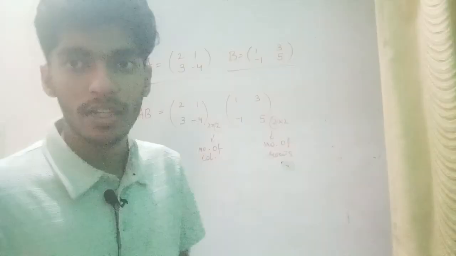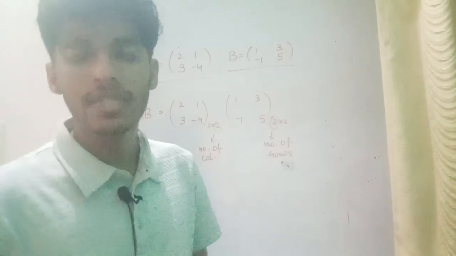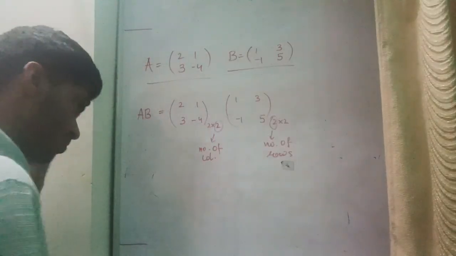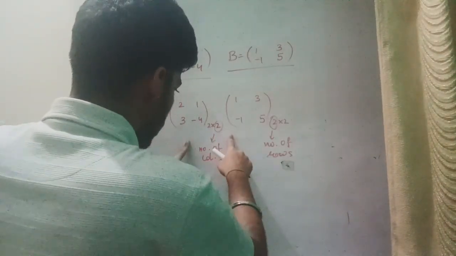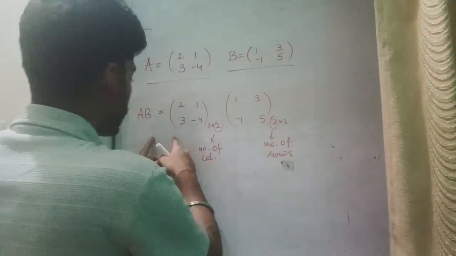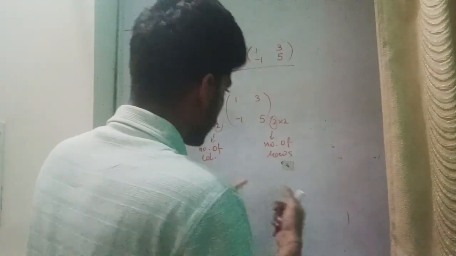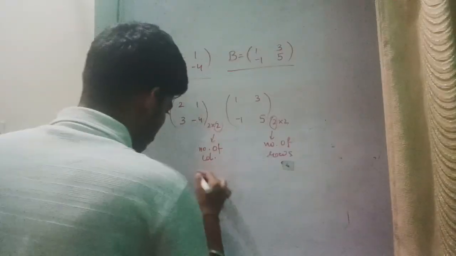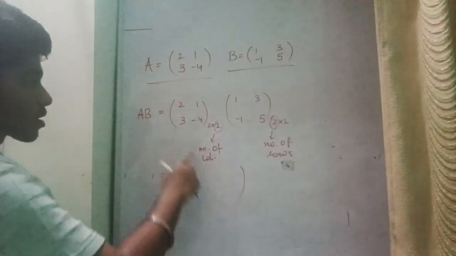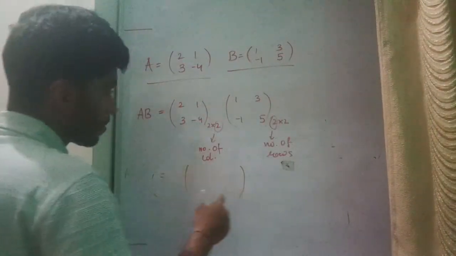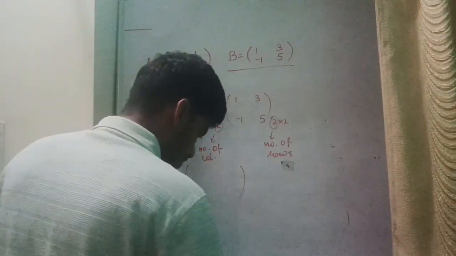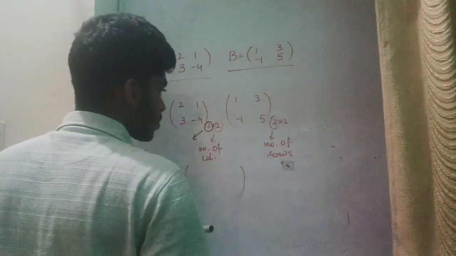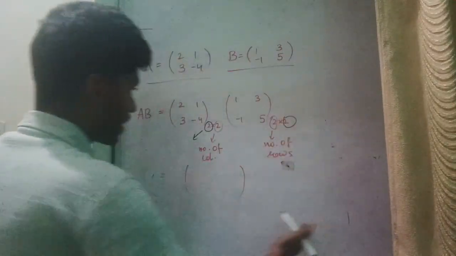Only then can you perform matrix multiplication, otherwise it is not possible, right? So whenever this condition is satisfied, that the number of columns of the first matrix is equal to the number of rows of the second matrix, then we get a matrix whose order is given by the number of rows of the first matrix and the number of columns of the second matrix.